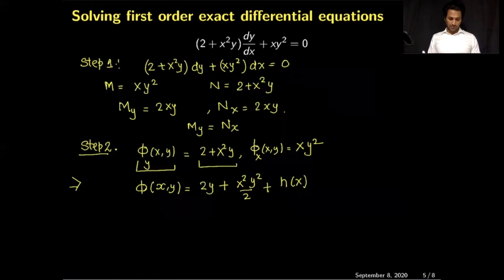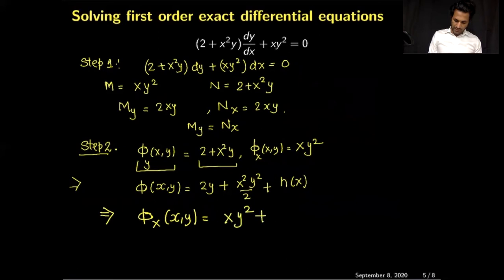The next thing I will do is calculate the partial derivative of this function with respect to x. That term will go to 0. So this term will give me 2x. So it gave me x y squared, and I will write h prime of x. This is our next step.